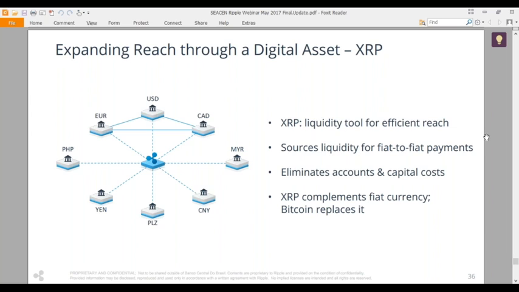We should note all the payments remain in fiat currency, so it's still government currency, and this is an optional tool. We don't require it for use of the network. A bank can use Ripple without ever engaging with XRP if they don't have an interest in that.